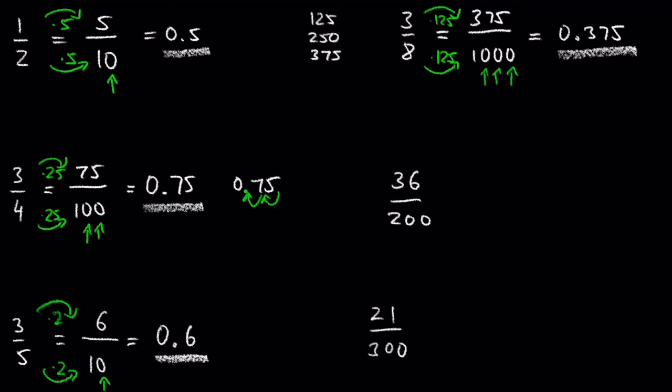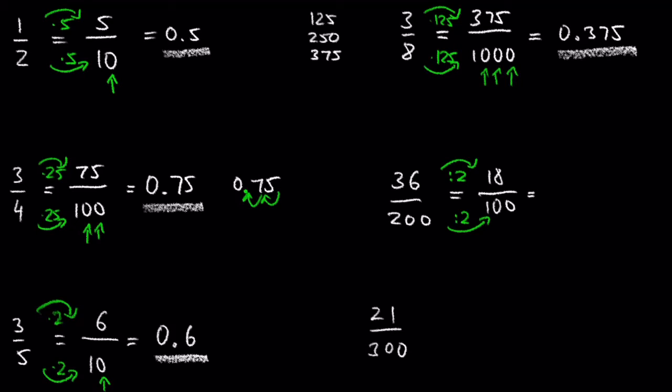Let's look at 36 over 200. In all our previous examples, we raised the fractions to higher terms. But in this example here, 36 over 200, it's easier to simplify the fraction to lower terms. 200 divided by 2 is 100. And 36 divided by 2 is 18. So we get 18 over 100.